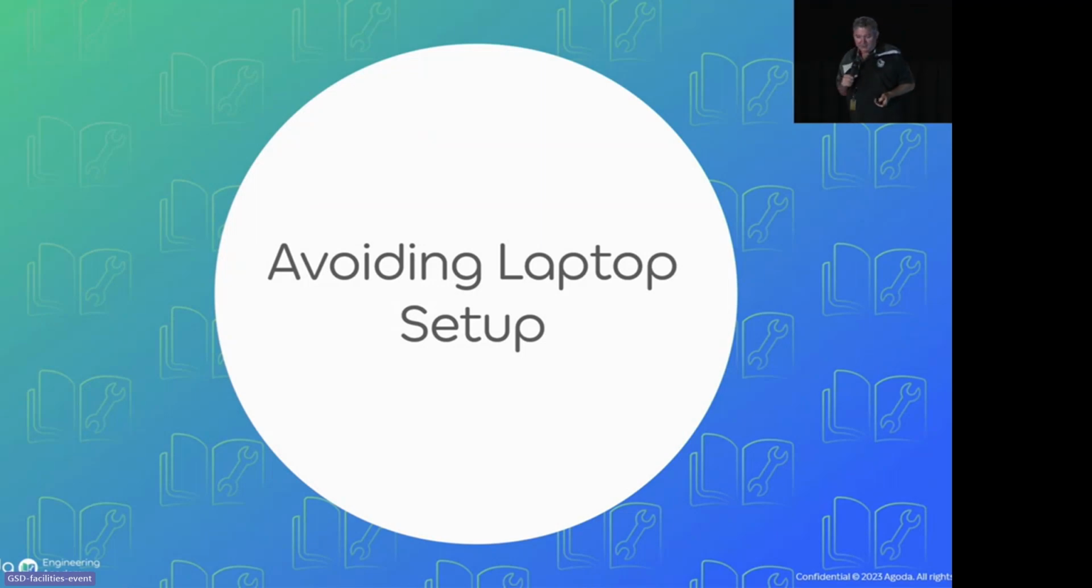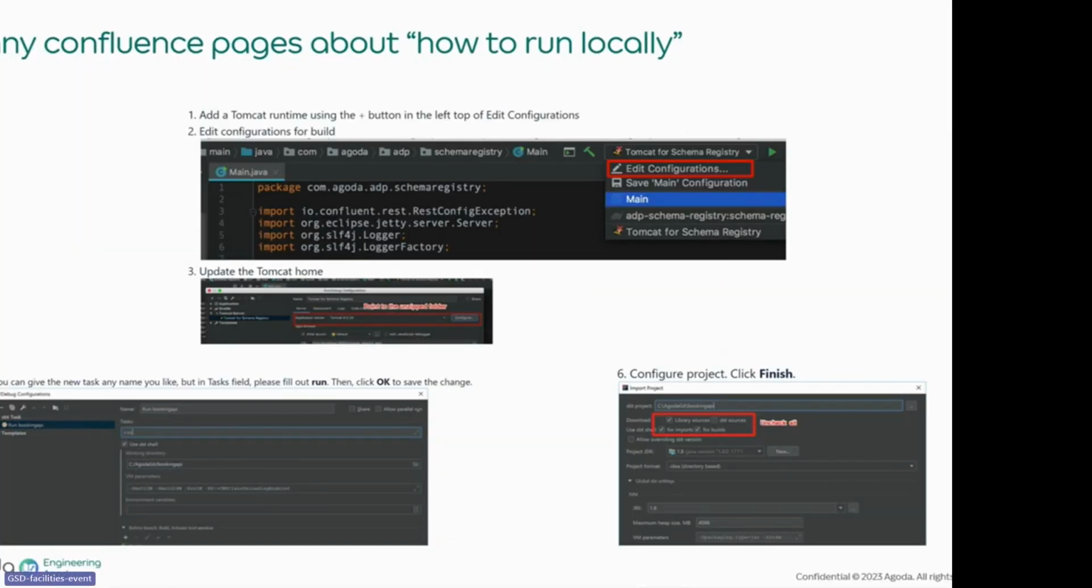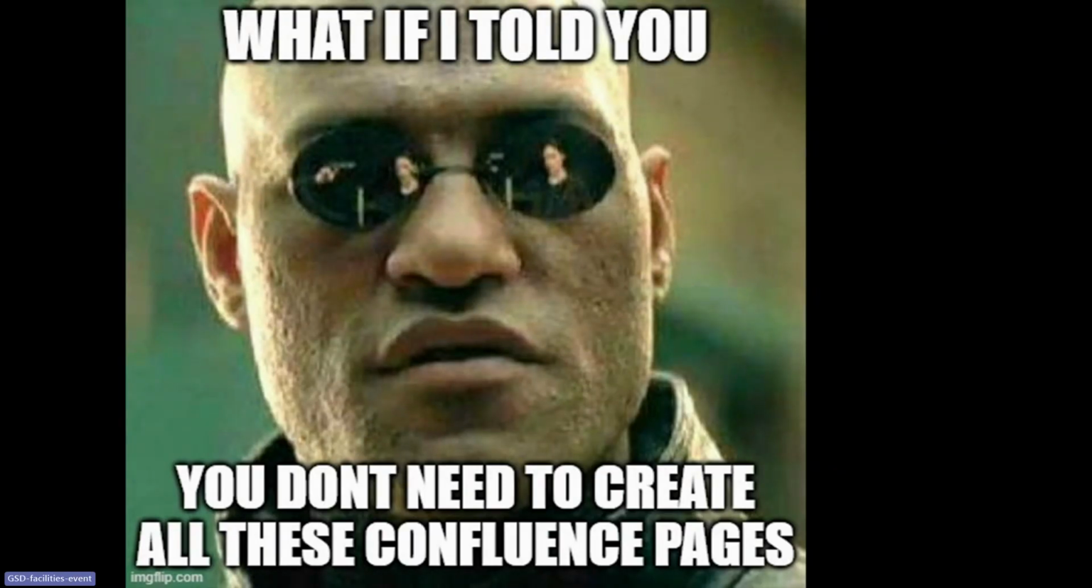Avoiding laptop setup. So there's a lot of things that you can do to automate. There's a lot of IDE config that you can put in Git that we've started to do. And I've seen a few other teams start to do this over the years as well. I've seen heaps of Confluence pages that have things like this: open IntelliJ, go into edit configuration, copy and paste these settings and go in. And this takes time when developers are ramping up on new systems. So what if I told you you don't need to create these pages?